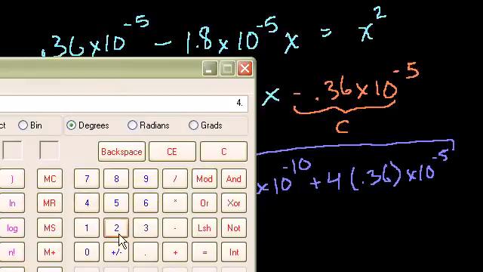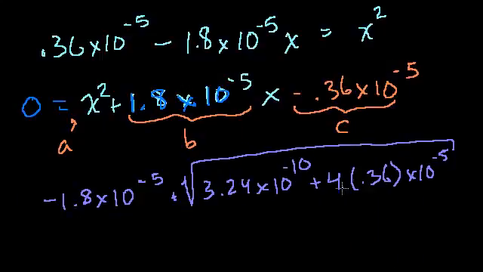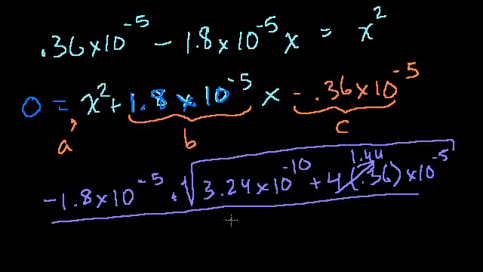4 times 0.36 is equal to 1.44. I should have been able to do that in my head. Now you have 1.44 e minus 5 times 10 to... So let me write that. So this is 1.44. And of course, all of this is over 2a.